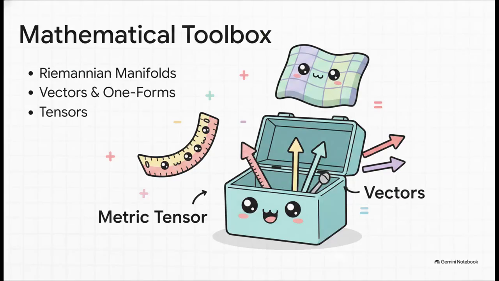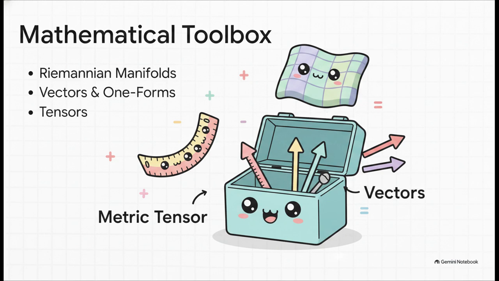Wild, right? Beyond those mind-bending units, scientists use a heavy lifting toolkit to measure all this. The mathematical toolbox includes Riemannian manifolds, which give us a flexible canvas, continuous spaces that are locally flat, perfectly accommodating that equivalence principle we talked about. Then you've got tangent vectors and one-forms, pointing the way, defining directions and rates of change. And finally, tensors. The metric tensor acts as the ultimate cosmic ruler to measure distance in curved space, while the Riemann-Christoffel tensor describes the exact nature of that curvature.